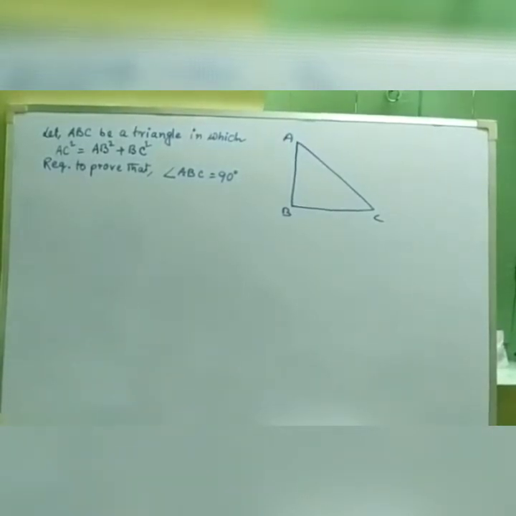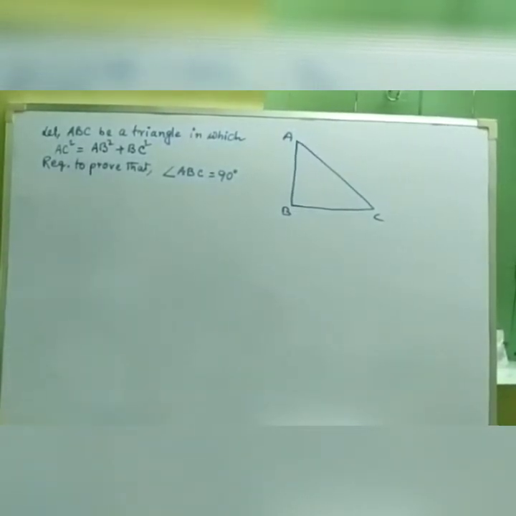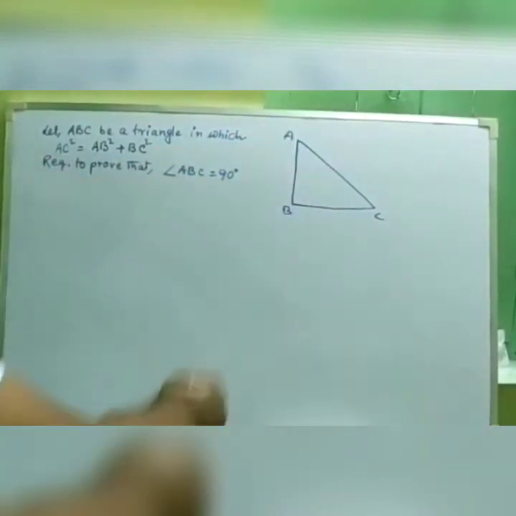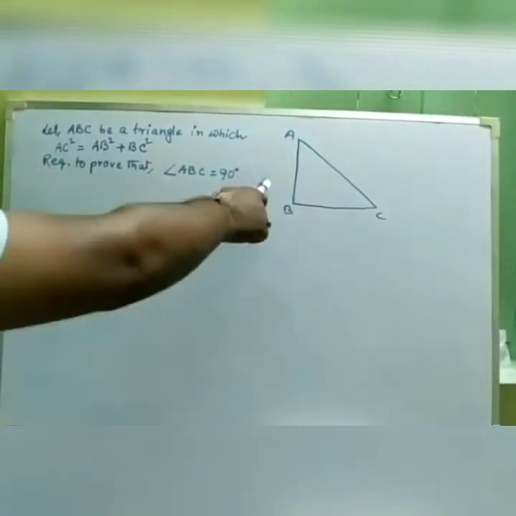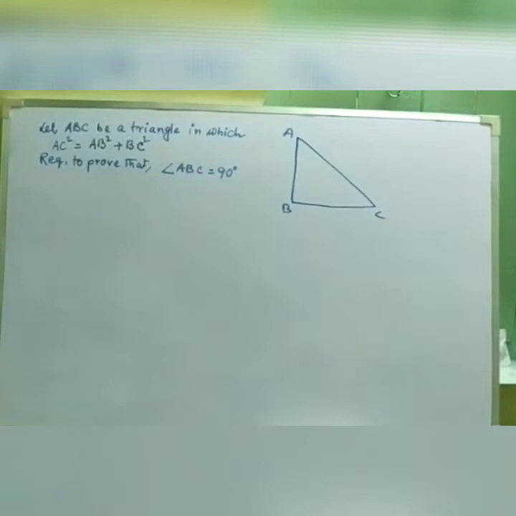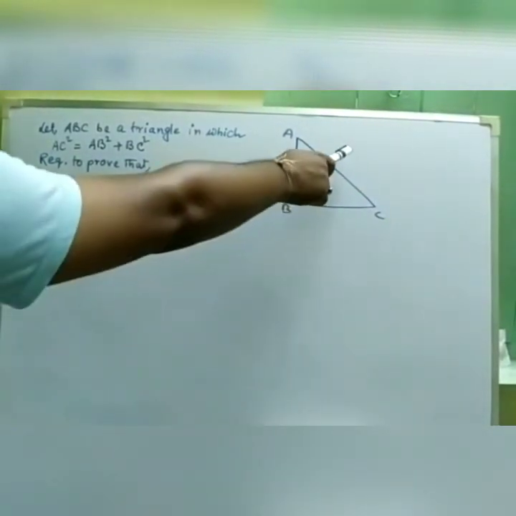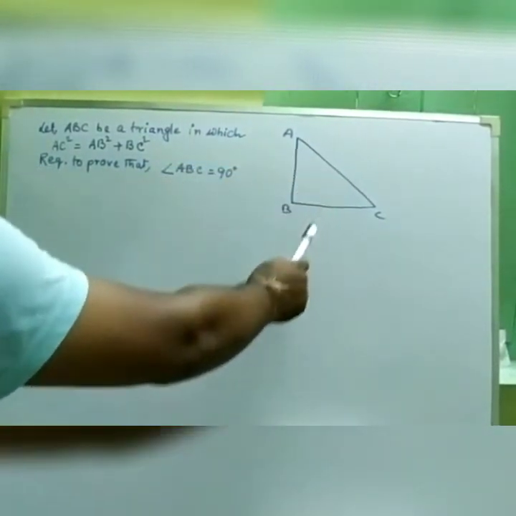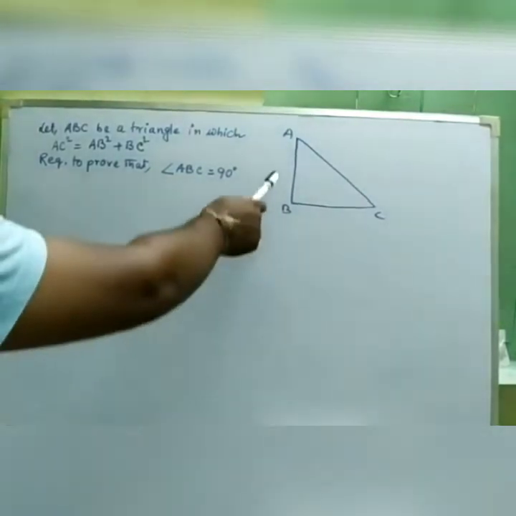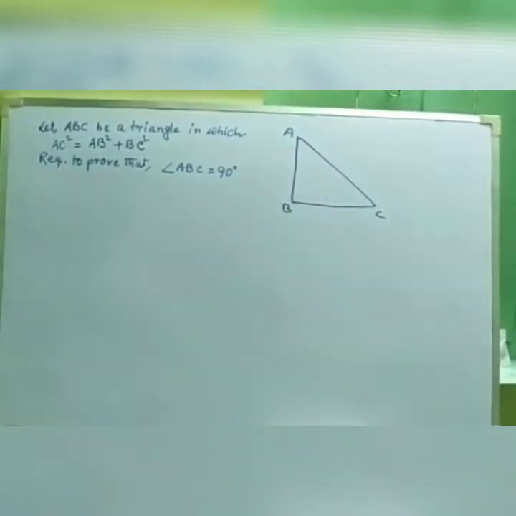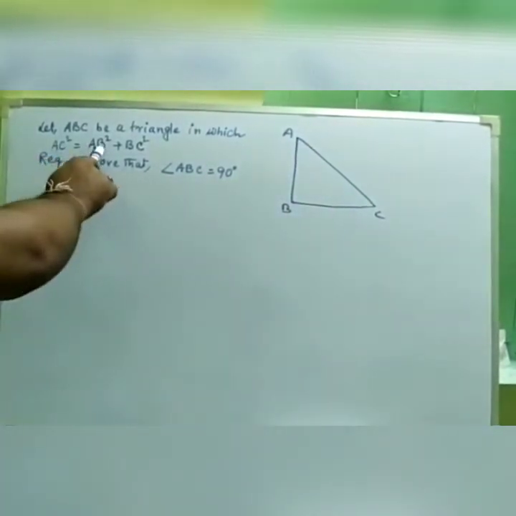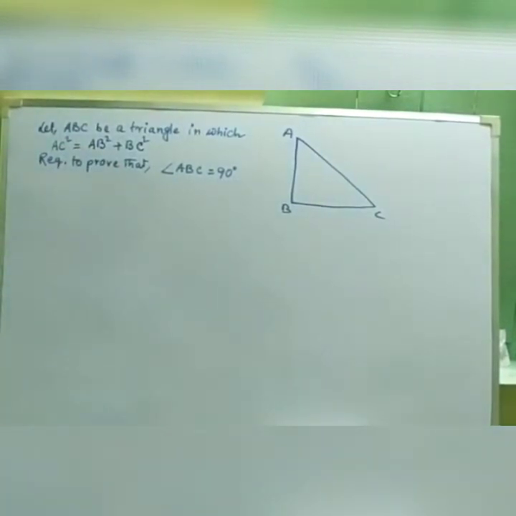So here you can see the diagram, the triangle ABC we have taken, and in that triangle the condition is given: the square of one side. So one side we have taken as AC. The square of AC is the sum of the squares of the other two sides, that is AB square and BC square. So AC square equals AB square plus BC square is given.